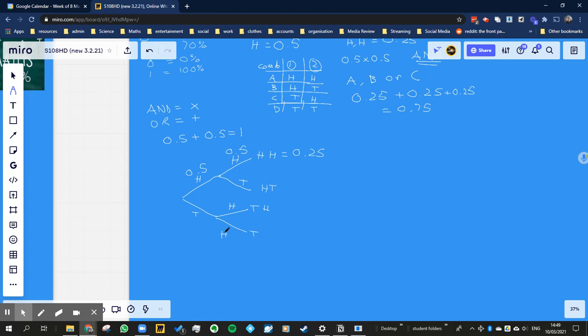Oh, I made a mistake. Look. And then tails followed by tails. So this is a probability tree. It's a very simple one, isn't it? And it doesn't really make any sense to use a probability tree in this sense, because it's all 0.5. It doesn't really make much sense. However, in some cases it does.